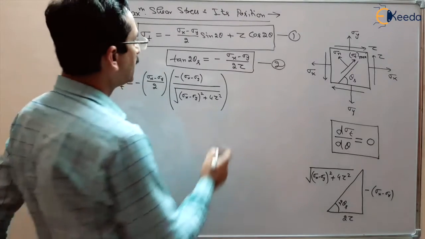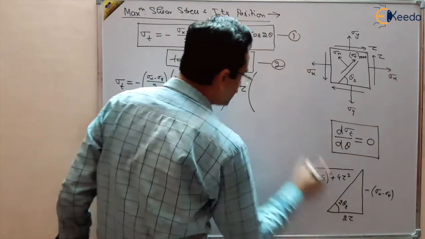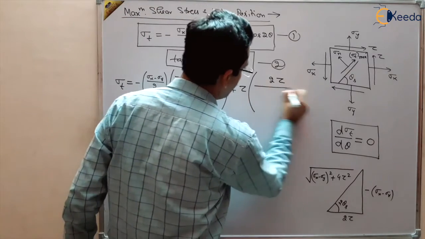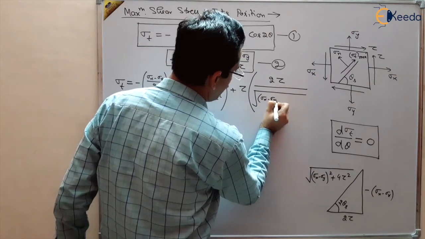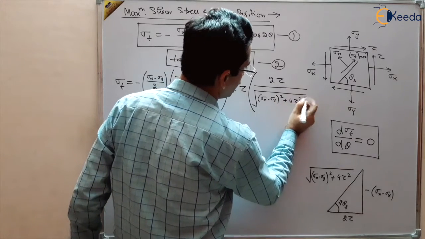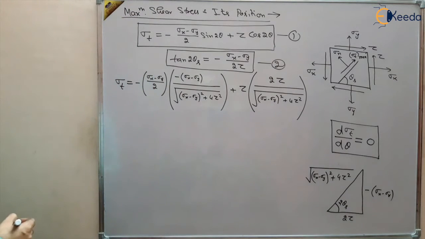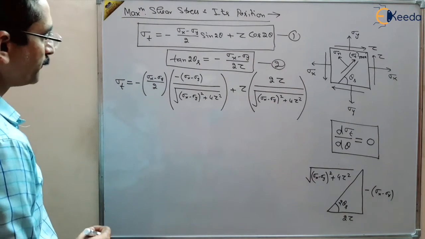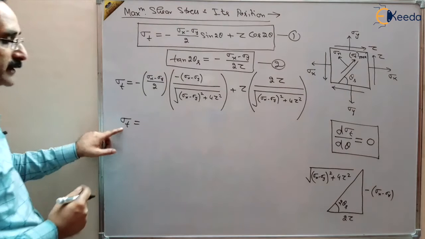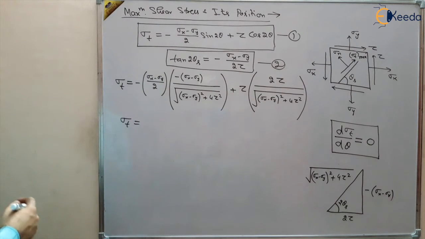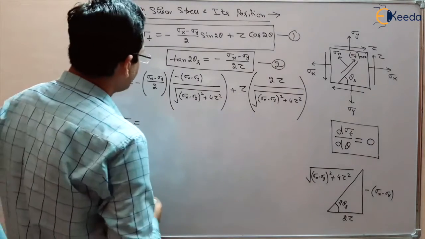And what will be cos 2 theta? That will be tau times cos 2 theta, base upon hypotenuse, that is 2 tau upon the root of (sigma x minus sigma y) whole square plus 4 tau square. So this is our equation after substituting the values of sin 2 theta and cos 2 theta. Now this sigma t becomes sigma t max, the maximum shear stress. In the last we can write this.